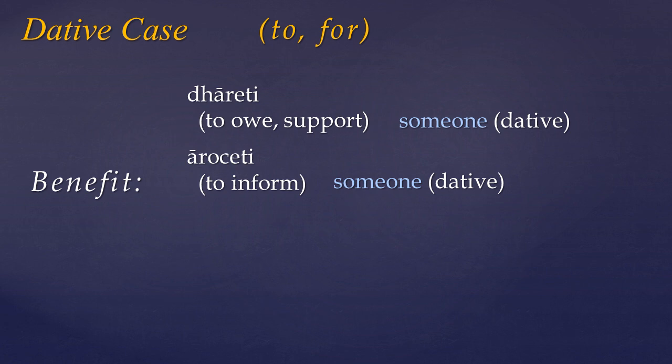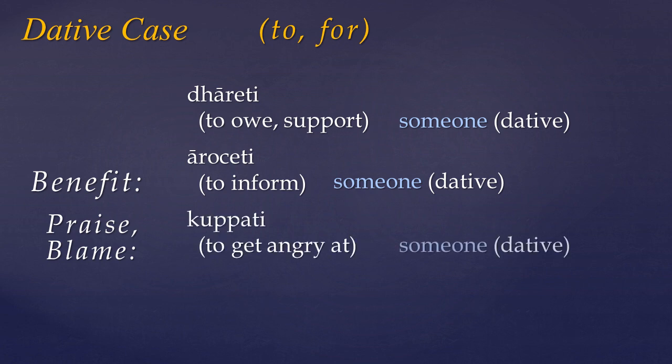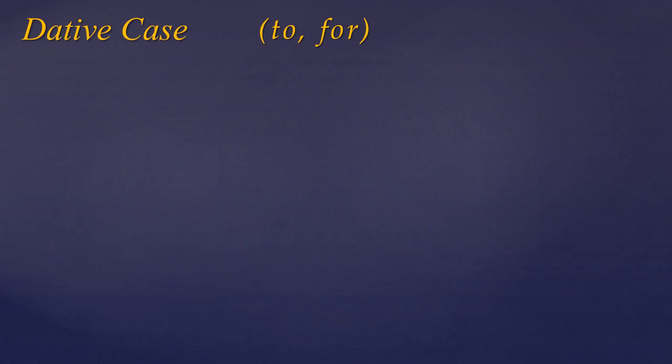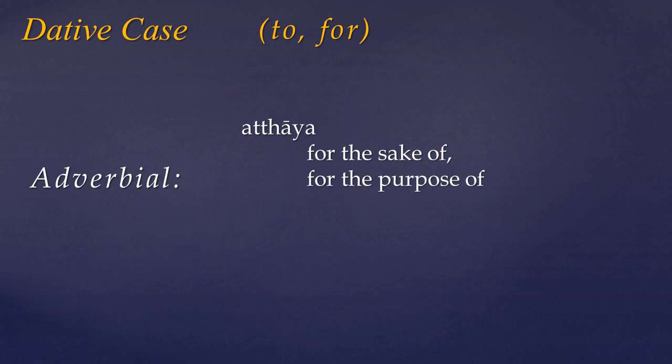But interestingly, the dative is also used with verbs of praising, blaming, and anger. For instance, the verb to get angry, the person with whom we get angry is in the dative. And the same is true of the verb to swear or curse at someone. The person cursed at is in the dative case. Well, hopefully you get the idea. Usually the person benefiting from something is placed in the dative case. Warder lists several other varieties of use, but I'm not going to go into them here. One final point on the dative case is that there are a few dative nouns used adverbially.